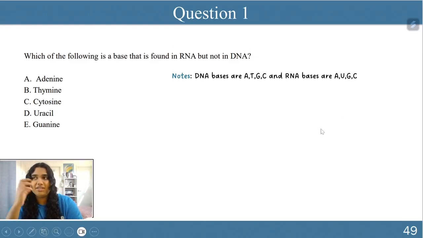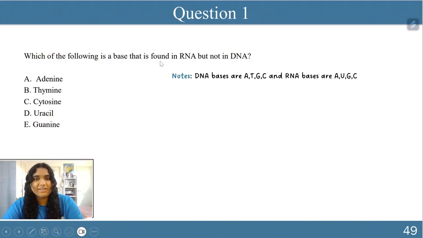RNA, on the other hand, is a single-stranded genetic molecule. It's ribonucleic acid, and it doesn't have any sort of double helix. It's just a single helix that wraps around. In this case, though, in RNA, the thymine base is replaced by uracil, which bonds with adenine, and then guanine and cytosine remain the same. They bond together as well.